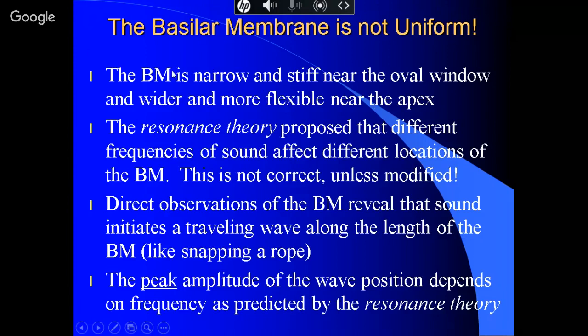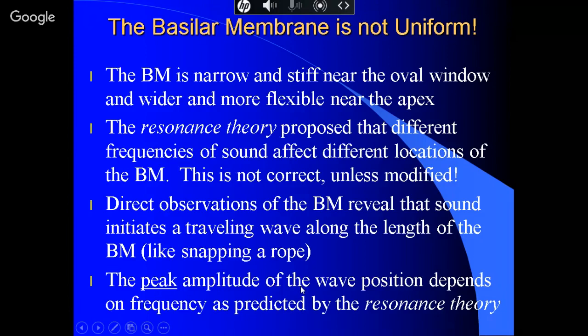The resonance theory is an older theory of how we determine the frequency of pitch. The resonance theory proposed that different frequencies caused a different piece of the basilar membrane to vibrate. That's not true. As originally proposed, the resonance theory is not correct. It's much more interesting than that. Direct observations of the basilar membrane reveal that sound initiates a traveling wave, just like when you snap a whip and that wave just goes down to the tip. So that's what goes on.